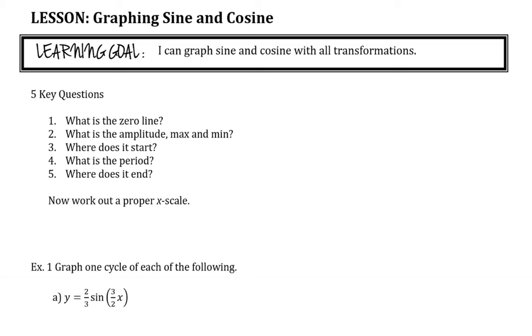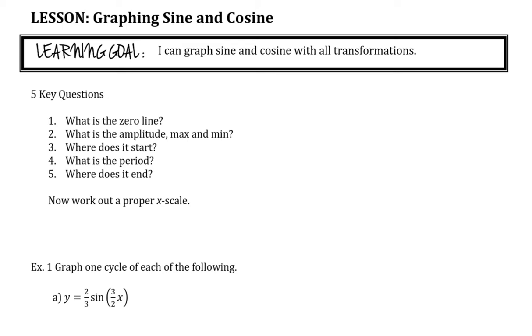Of all the different ways I've seen people graph, this system is so great. This one's definitely my favorite. It's really straightforward. It's really step by step. And if you can just remember these questions, and obviously how to answer them, then you've done all of the work to get the properties that you need in order to draw the graph. And once you've done the 5 key questions and worked out your X scale, the actual graphing part is really, really easy.